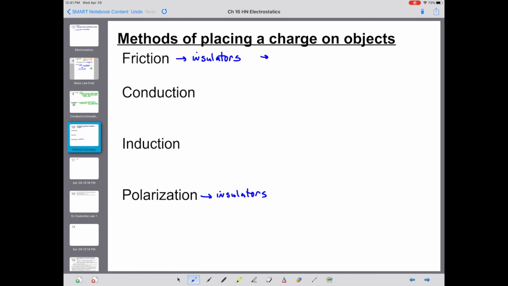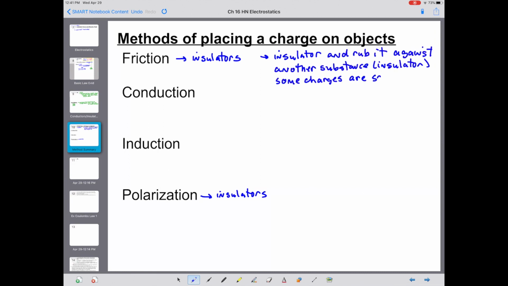Friction is what it sounds like. You take an insulator and rub it against another substance. That rubbing causes charges to be pulled off or scraped off one substance and transferred to the other. When you drag your feet across carpeting, you are scraping electrons off the carpeting. Those electrons are passing into, and actually tunneling through, the sole of your shoe to be deposited on your body.